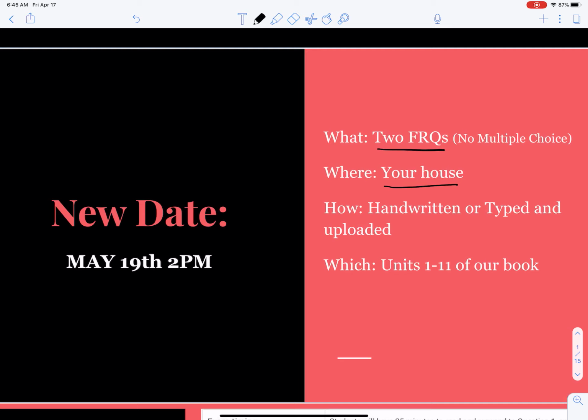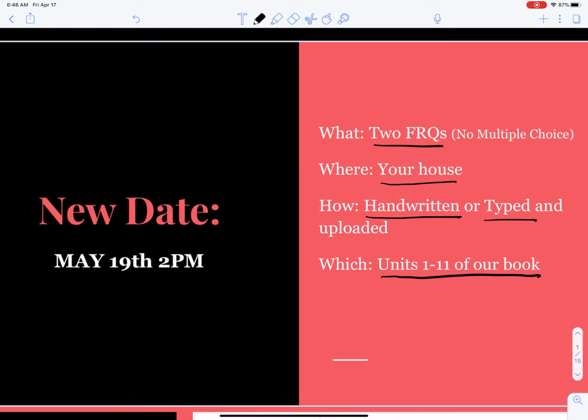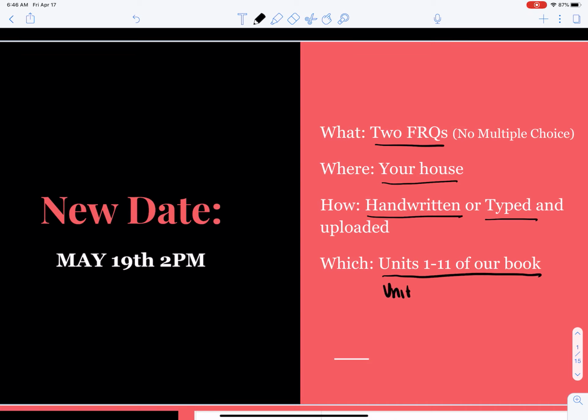You're going to be able to handwrite and upload an image of your response, or what I prefer you do if you're a good typer is just type the response, copy and paste it into the testing software and upload it that way. You're going to be assessed on units 1 through 11 of our book, which corresponds to units 1 through 7 of the new curriculum, which I'll get to in a minute.